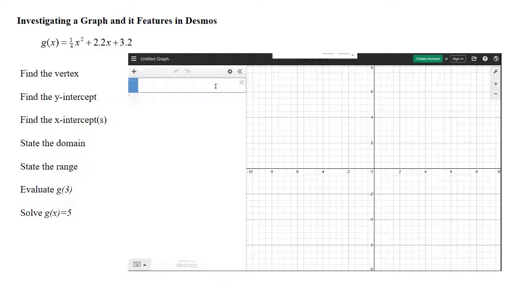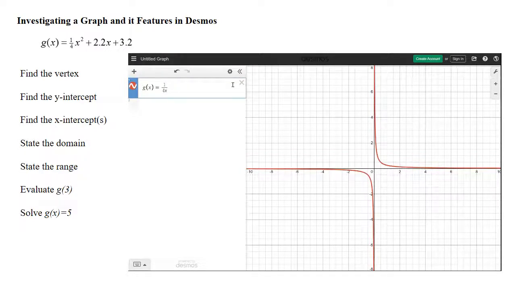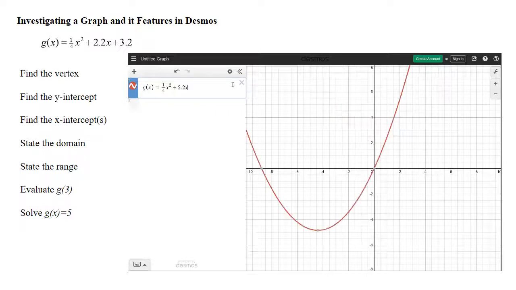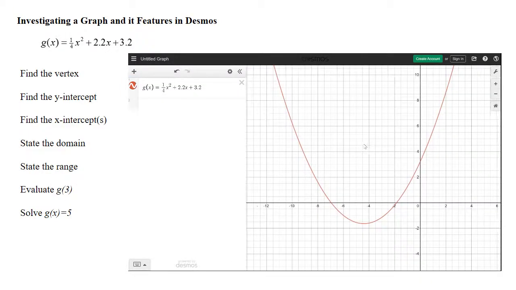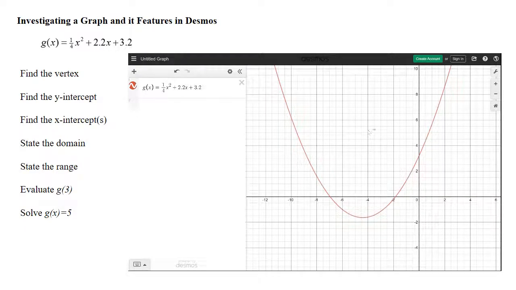So first off, opening up Desmos, we need to put in the equation, g of x. And I'm going to use function notation here, and I'll show you why in a moment, equals 1/4. And I want the x to be out of the fraction, so x squared. Plus 2.2x plus 3.2. Double check that you have put the equation in correctly. What we can see here is the typical parabola shape. I'm going to just center this in my screen a little bit.